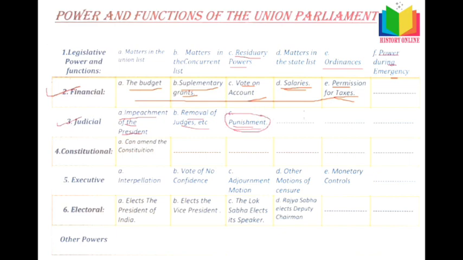The next point is constitutional power and functions. Constitutional function means Parliament can amend any law of the Constitution. Parliament can make changes in laws of the Constitution. The next point is executive power and function. Under executive power, the first point is interpellation.